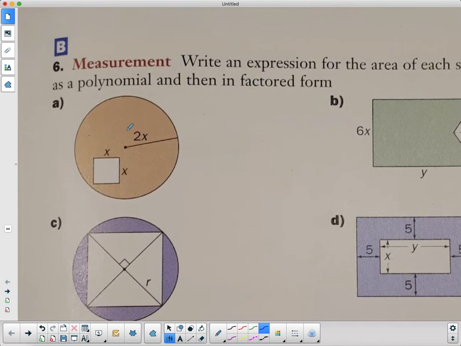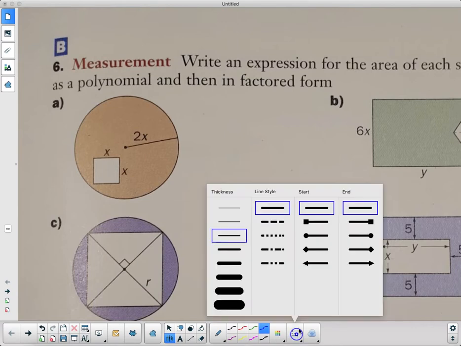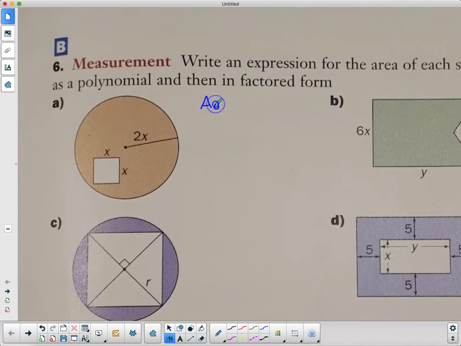So this one here, it's a circle, and it's got this little chunk out of it. So we need to find the area of the circle and subtract this little chunk of a square out of there. So we're going to start by saying that we have to find the area of this big circle, and we have to subtract out the chunk, which is the area of the square. Now to find the area of a circle, we need pi r squared, and to find the area of a square, it's side squared.